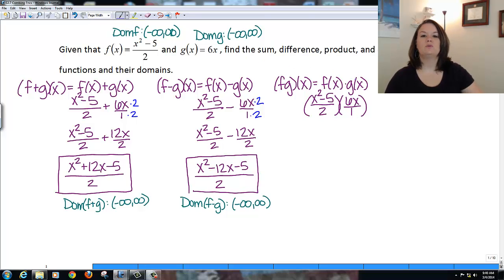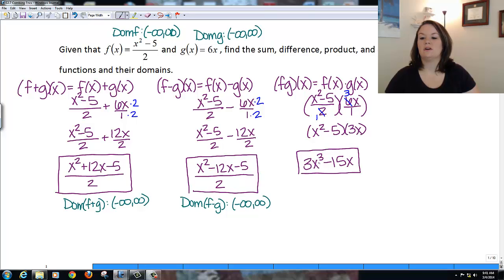Remember, you can reduce common factors before you multiply as long as they're not stuck in quantities. So here I can say 2 goes into 2 one time, 2 goes into 6 3 times. Which leaves me with x squared minus 5 times 3x. And then again, we need to multiply it out so it's simplified. So this gives me 3x cubed minus 15x. So this is my new product function.